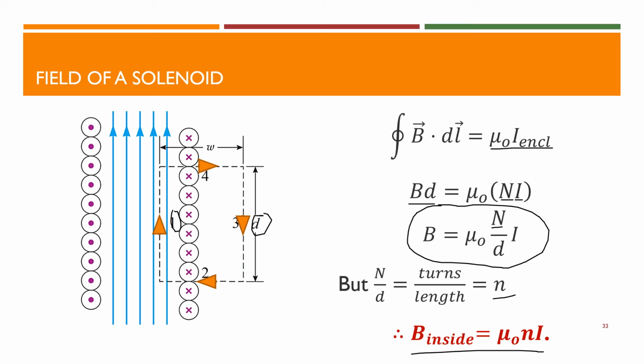This expression is very much uniform. I just have mu naught, which is a constant, n, which is a constant, and I, which is also a constant. So when using Ampere's law, we should see that the magnetic field is indeed uniform inside. And this is what we got here.